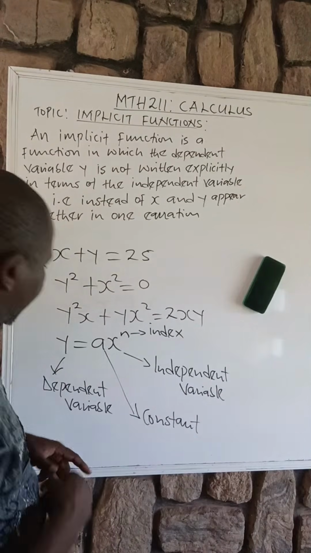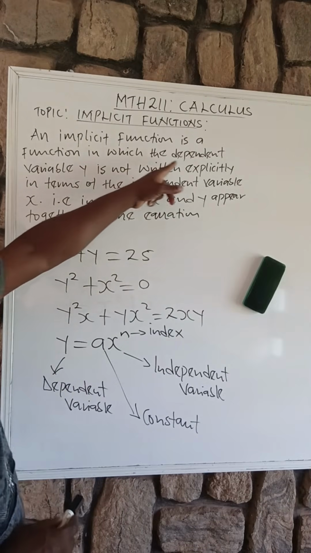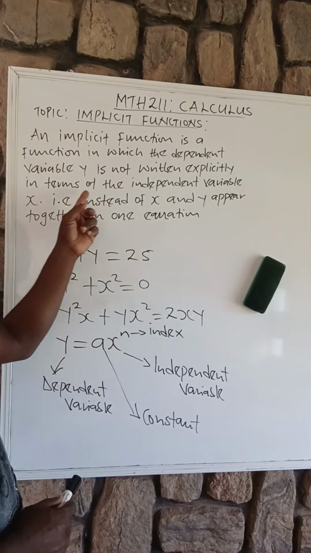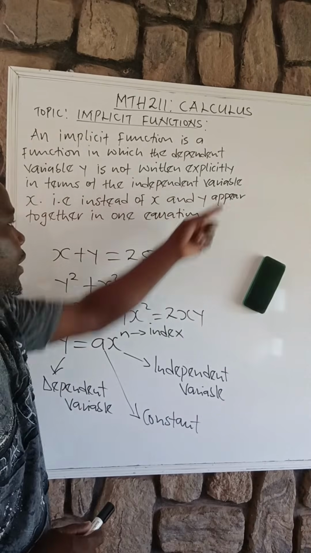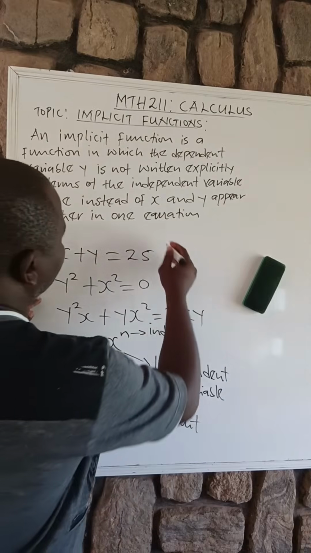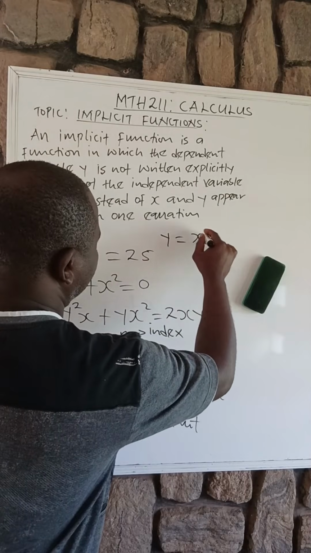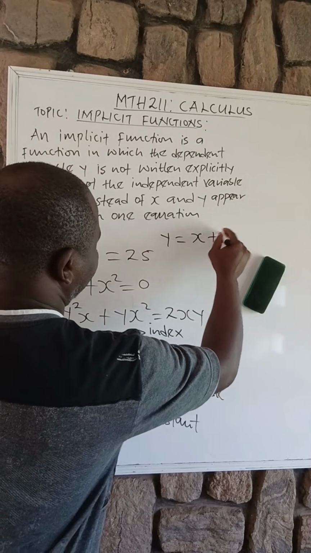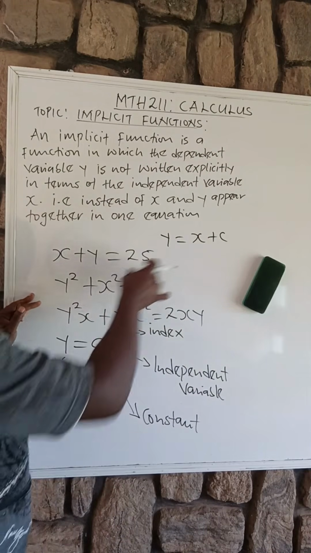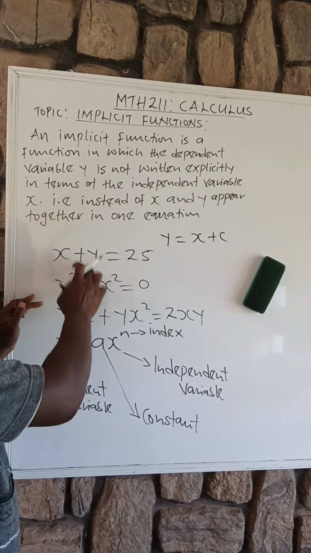So now the definition is talking about this y, the dependent variable. Look at it here. The dependent variable y is not written explicitly in terms of the independent variable. That is what it means. It means it is not in this form, that is y equals x plus c. So if it is not in this form and it is in this form, is what we call implicit functions.